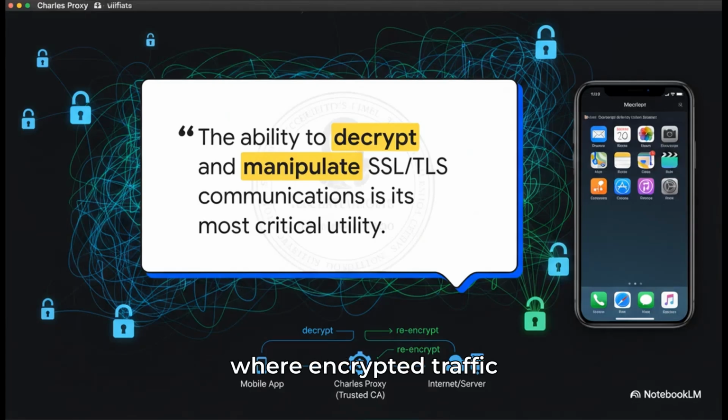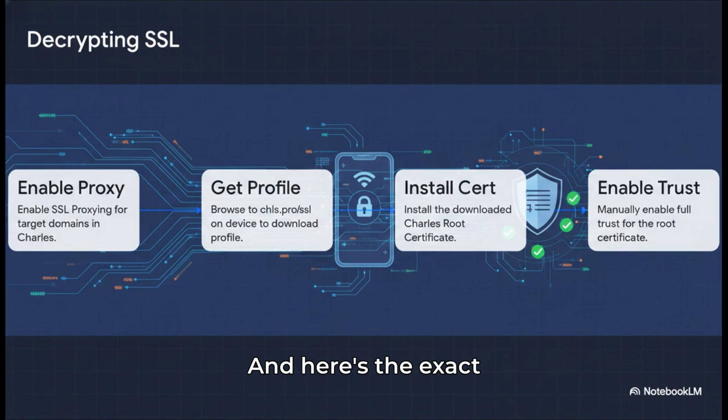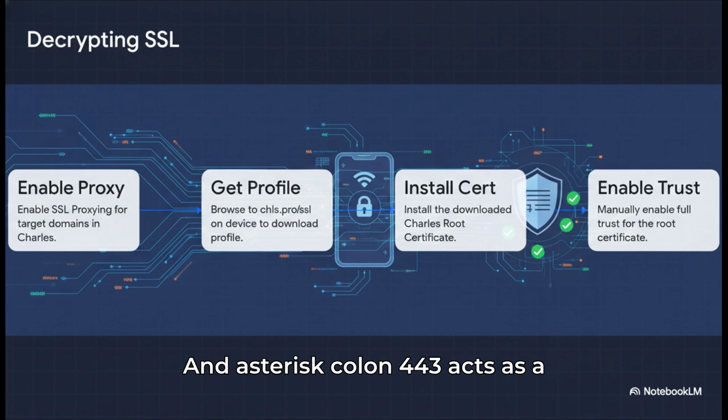Look, in a world where encrypted traffic makes up the vast majority of mobile data, the ability to decrypt and manipulate SSL communications isn't just a nice-to-have, it is absolutely Charles's most critical utility. We need Charles to act as a trusted certificate authority so it can decrypt the payload, let us inspect it, and then re-encrypt it on the fly. And here's the exact path to make that happen. First, enable SSL proxying in Charles for your target domains, and *:443 acts as a great wildcard here.